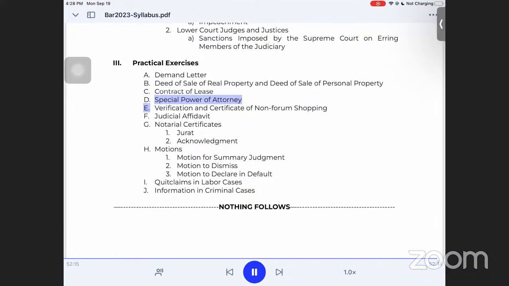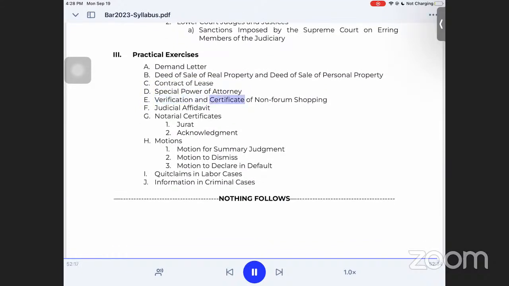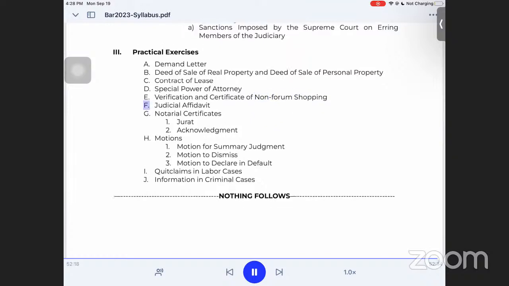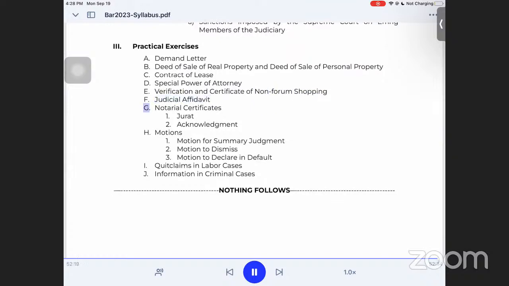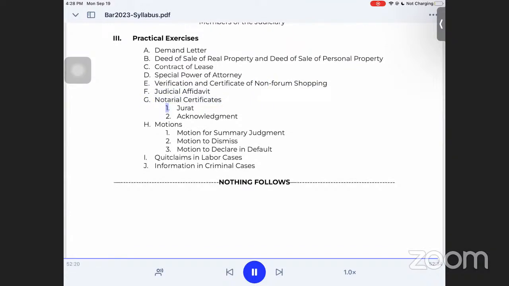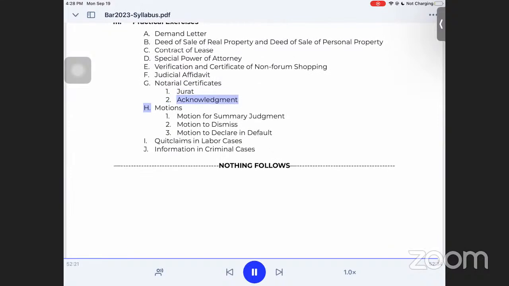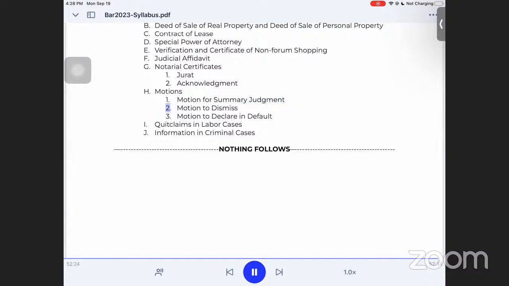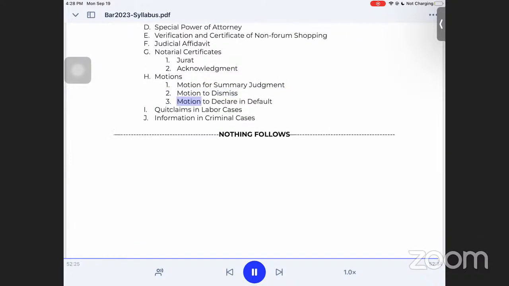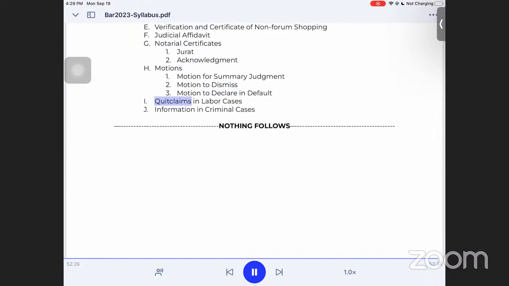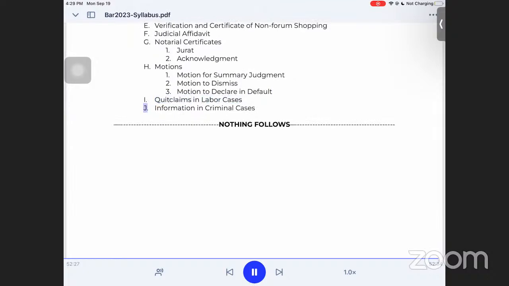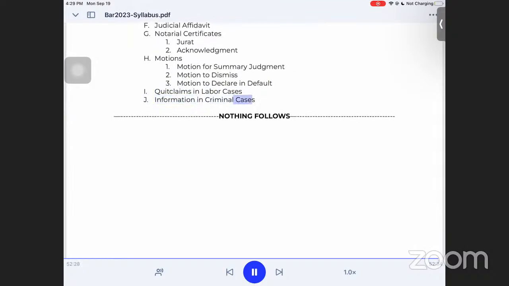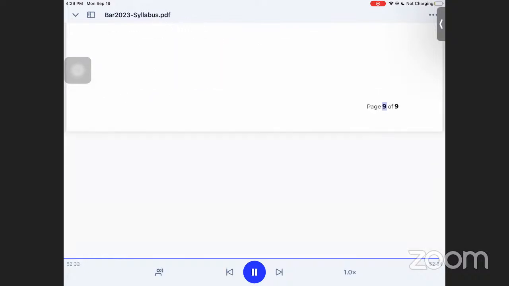D. Special power of attorney. E. Verification and certificate of non-forum shopping. F. Judicial affidavit. G. Notarial certificates: 1. Jurat; 2. Acknowledgment. H. Motions: 1. Motion for summary judgment; 2. Motion to dismiss; 3. Motion to declare in default. I. Quitclaims in labor cases. J. Information in criminal cases. Nothing follows. Page 9 of 9.